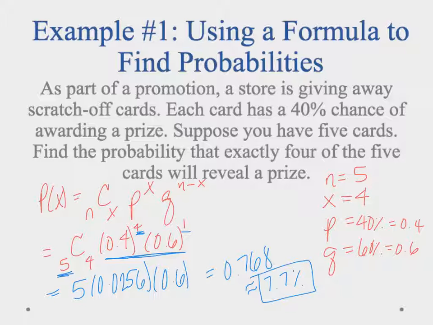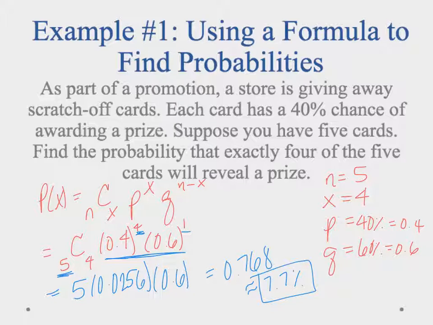Okay, so again, let's go back through this. We needed to write our formula. We needed to find the parts of our formula. N, remember, stands for the number of terms, which is 5. X is what you want, so that's 4. P stands for the probability of success. In this case, it was 40%, so we had to change that to a decimal. And Q was the chance of failure. So if I had 40%, failure must be 60%, so that's 0.6. Plug everything where it goes, multiply it all out, and that's what you get.